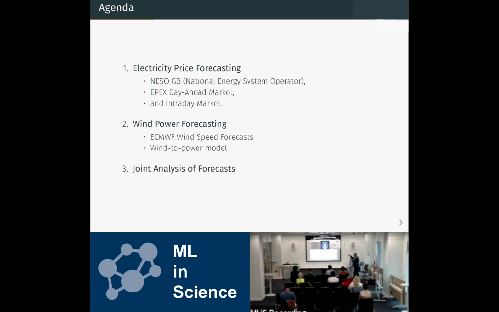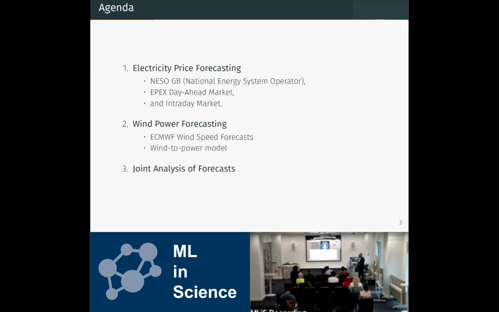For the second, wind power forecasting, we're using wind speed forecasts from ECMWF, and we implemented a wind-to-power model. This is step 3, where we are at the moment: we try, first of all, to make a joint analysis of the forecasts that we are getting. And of course, after that, we anticipate fitting a model in order to make use of those two forecasts.